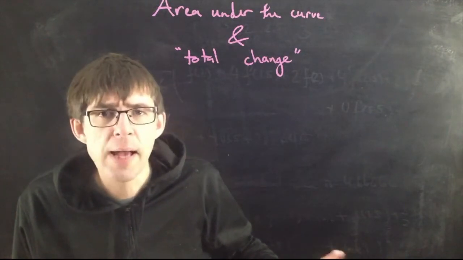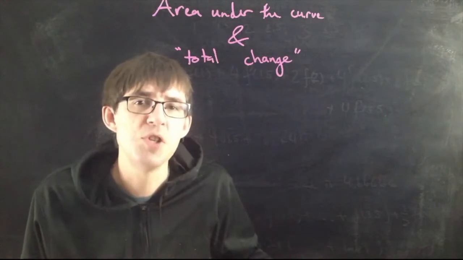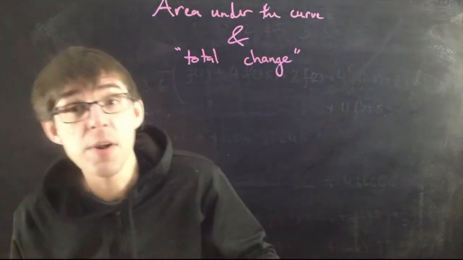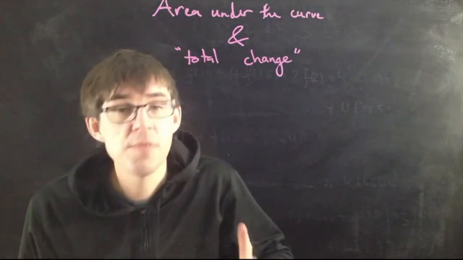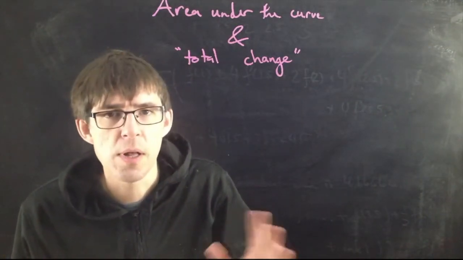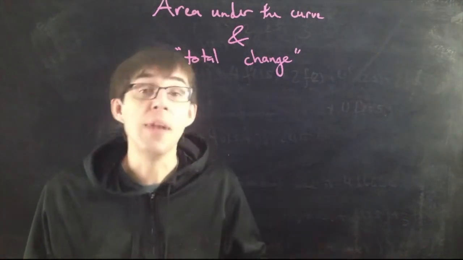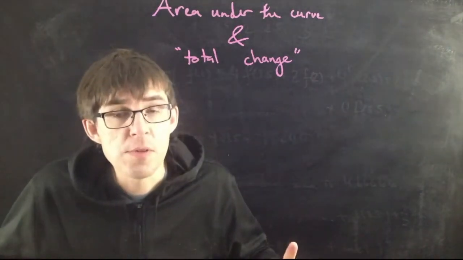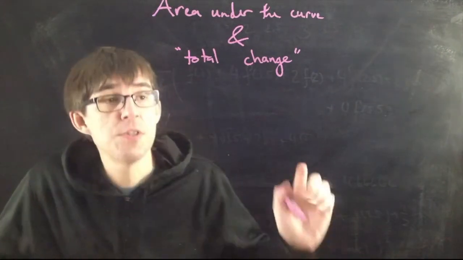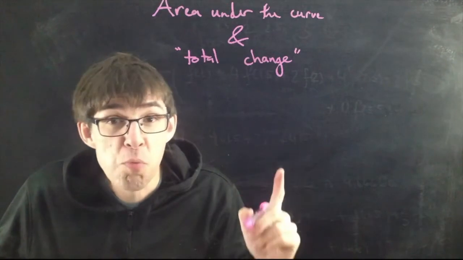It turns out actually the area under the curve also has something to do with change. And the area under the curve of a derivative represents the total change of the function. We're going to try and unpack what I just said in today's lesson. First of all, I want to talk about individual changes versus total change.